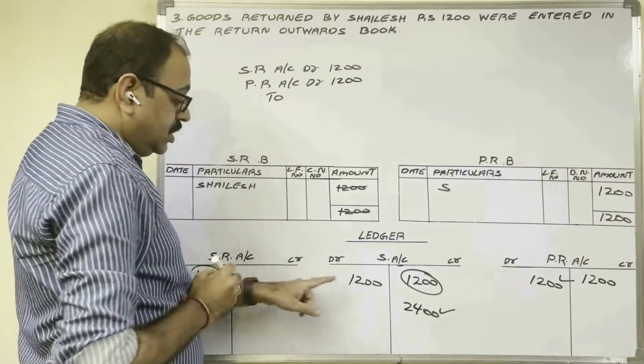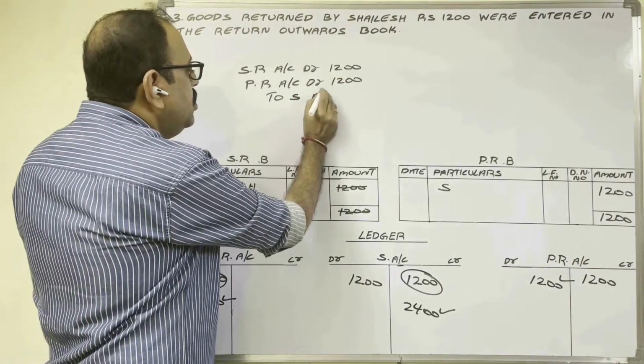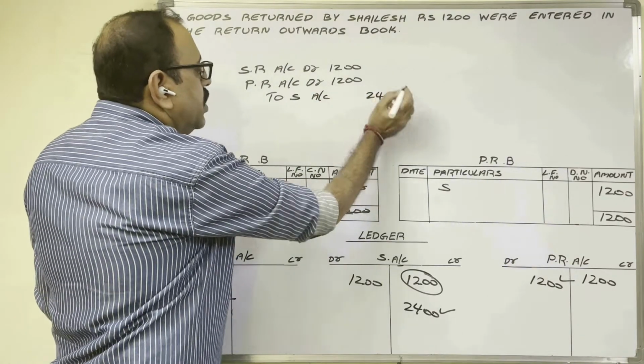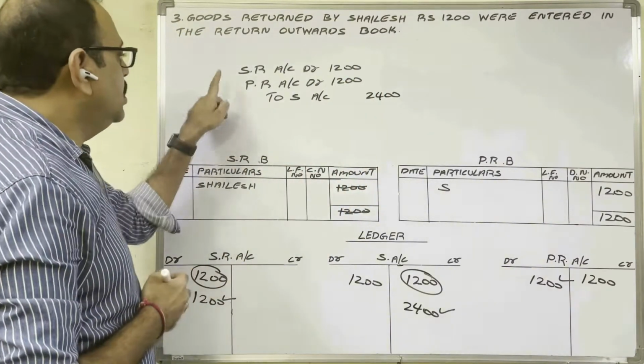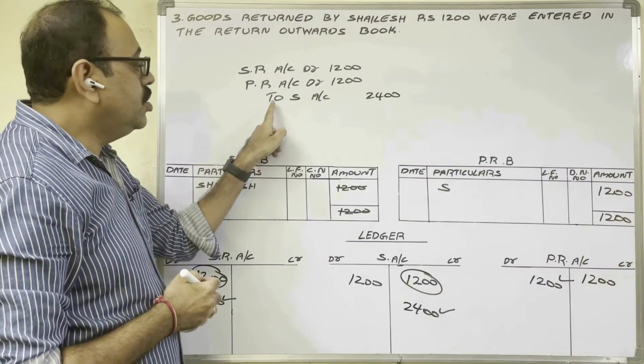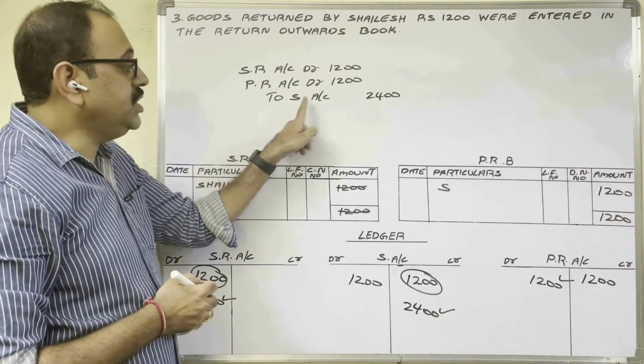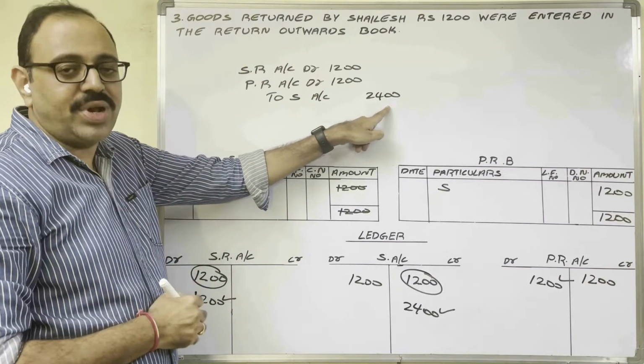Second, Shailesh account we should credit with 2400 rupees. The rectification entry is: sales returns account debit, purchase returns account debit, to Shailesh account. 1200 each in the debit column, and for Shailesh, in the credit column 2400.